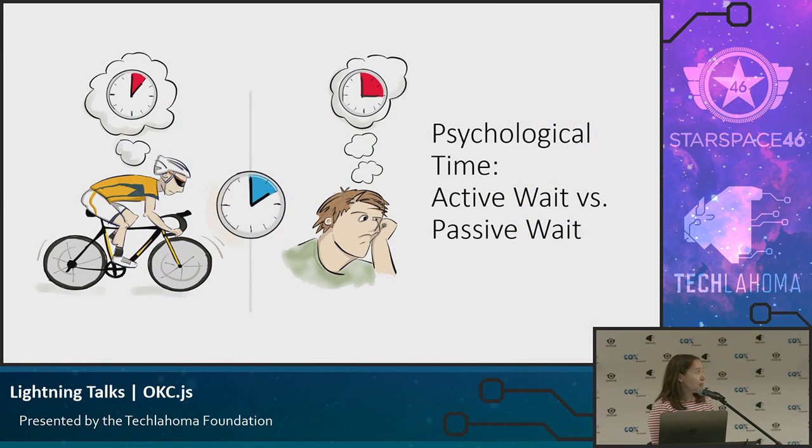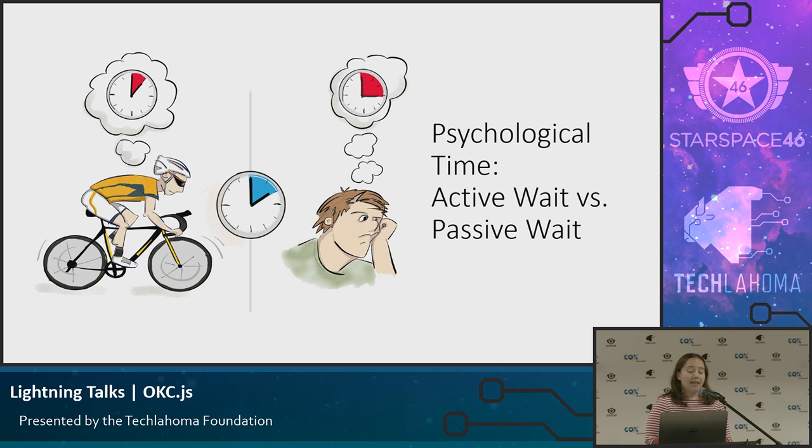For psychological time, there is this concept of an active wait versus a passive wait. An active wait is where nothing appears to be happening, but your mental faculties are engaged, such as this bike rider. He might not seem to be going anywhere, he's probably just out for a Sunday spin, but his mental faculties are engaged, he's taking in the sights and so on. Also, when you're solving a puzzle, it might not seem like you're doing anything, but you're still engaged in your activity.